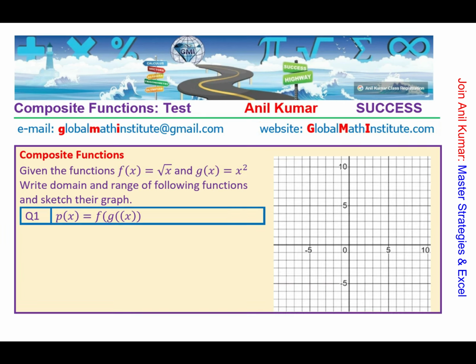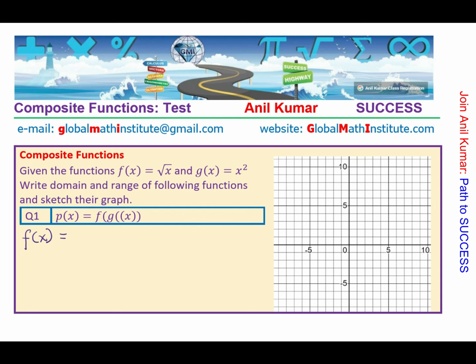So let's begin with the very first one, where we need to find what p of x is. As given here, it is composed of f of g of x, right? Now, g of x is given to us as x squared, so we can write this as f of x squared. You see, the inside function has to be treated first. So g of x, which is the inside function, is x squared, and that's how we'll write it. So replace g of x with the function itself, which gives f of x squared.